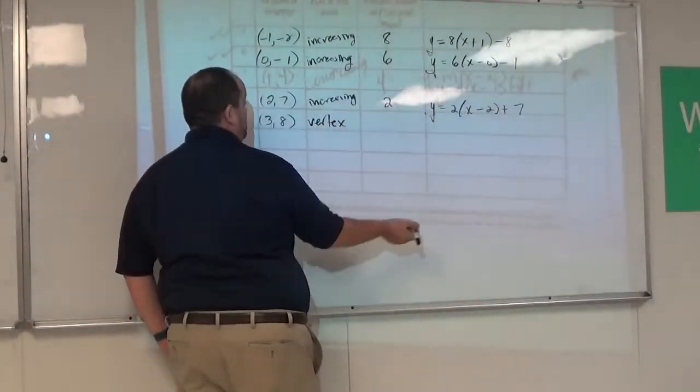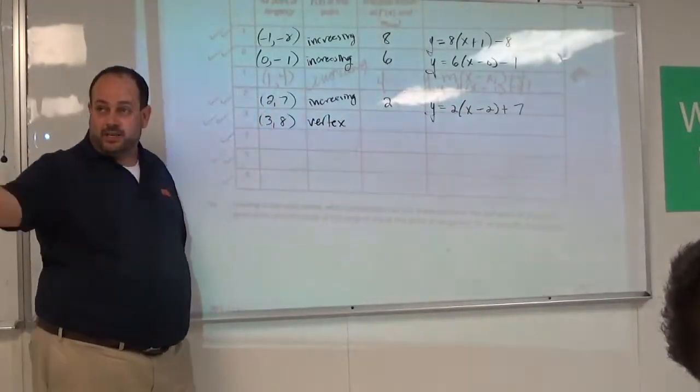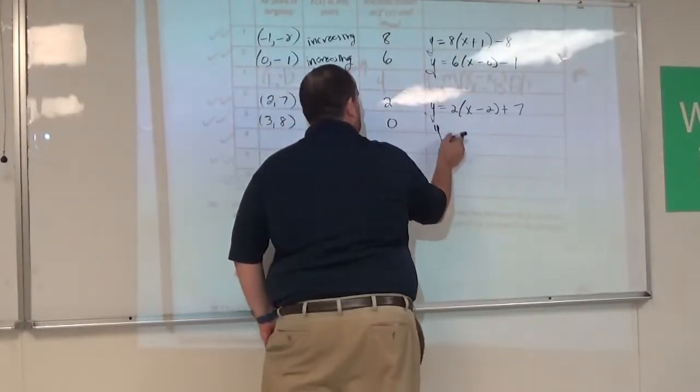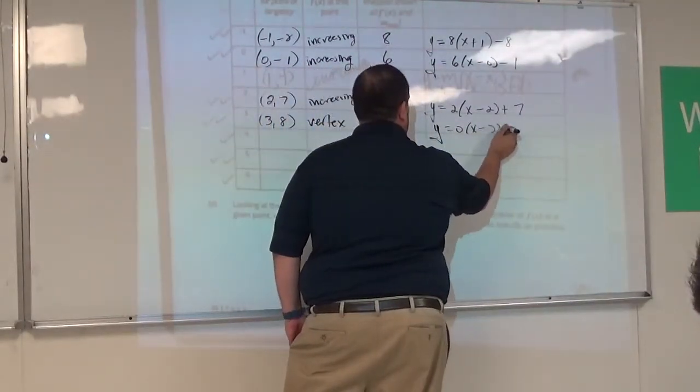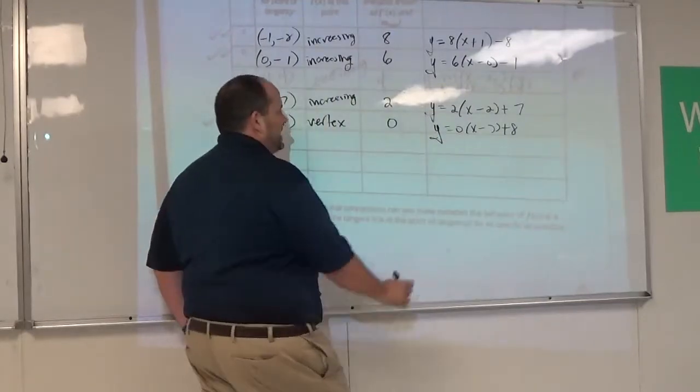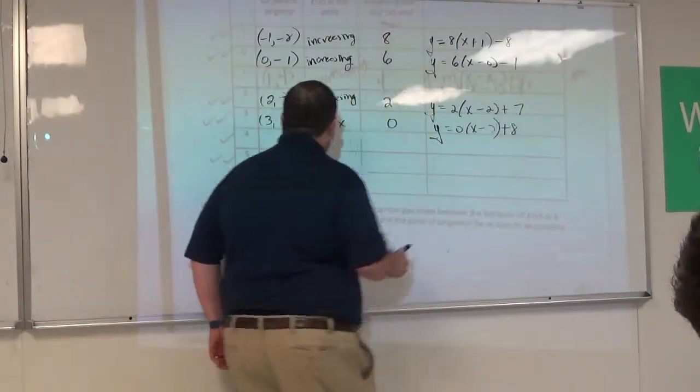Hey, I'm tough. You guys need some help sometime. The slope at that vertex was 0, and hopefully not a surprise. Y equals 0, x minus 3 plus 8. That's too sloppy to live.